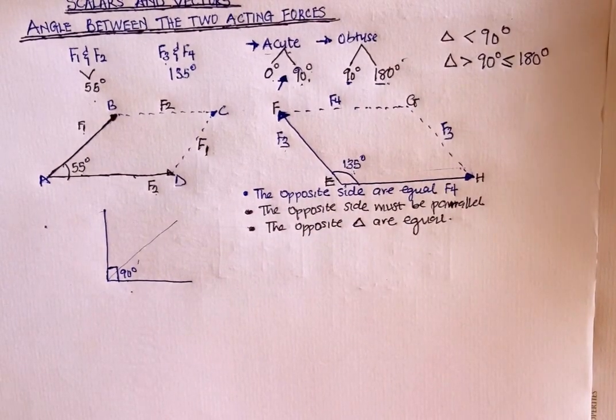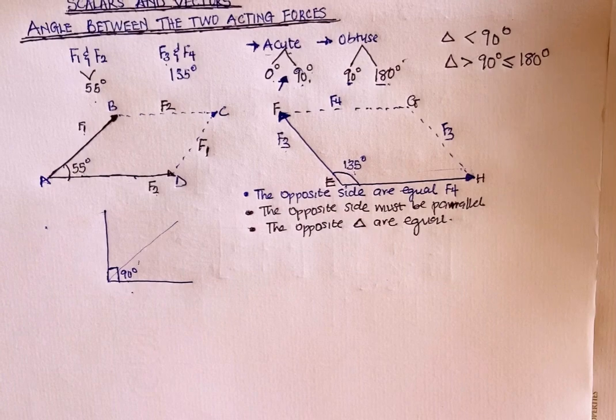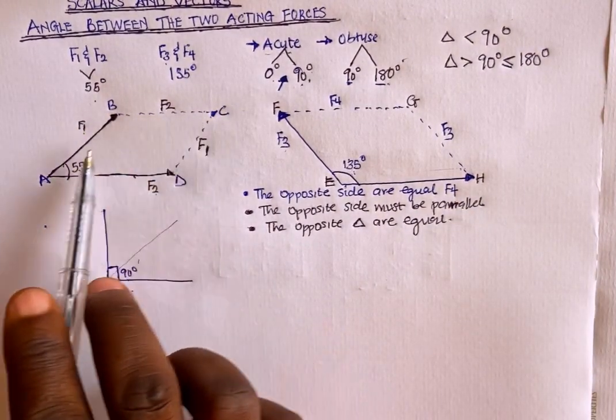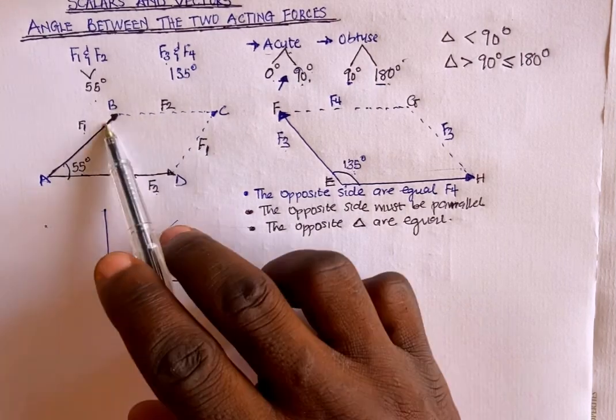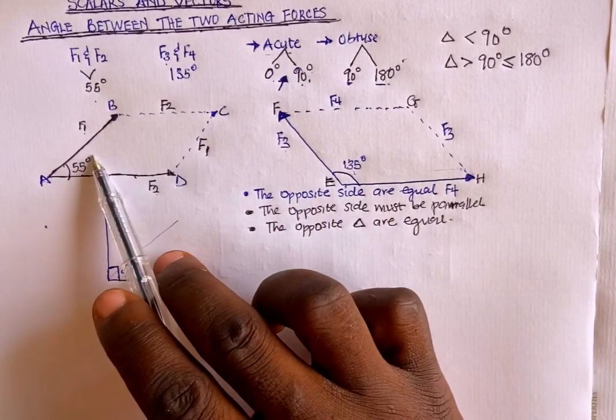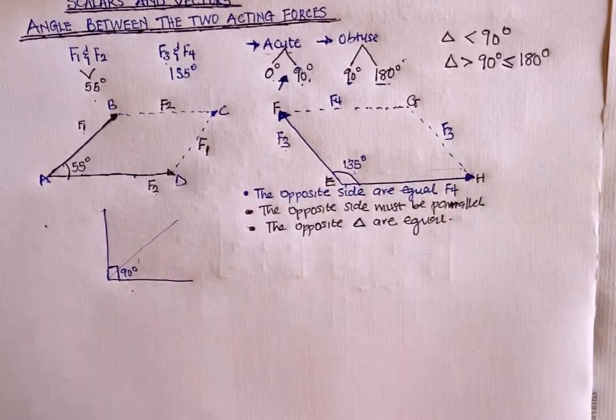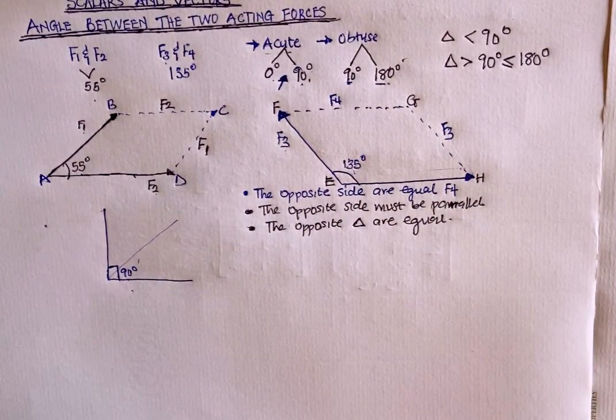After that, the question says that the opposite sides are parallel. Then how can we prove that? Listen, looking at this, if you look at this line and this line, they are parallel to each other. Looking at this side and this side, they are parallel to each other. This side and this side are parallel with each other. This side and this side are parallel with each other. The opposite angles are equal.